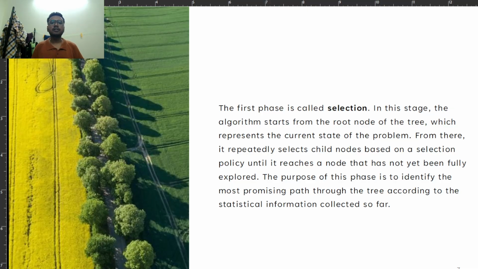Let's see the first phase, selection. In this phase, we start with the root node of the tree, which represents the current state of the problem. From there, it repeatedly selects child nodes based on a selection policy until it reaches a node that has not been fully explored. The purpose is to identify the most promising path through the tree according to the statistical information collected so far.